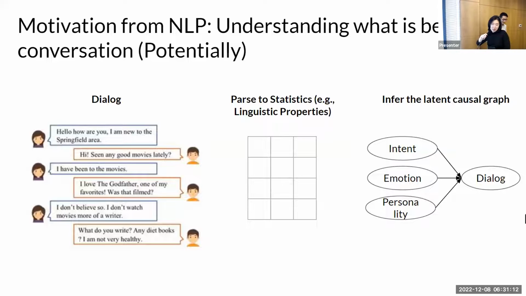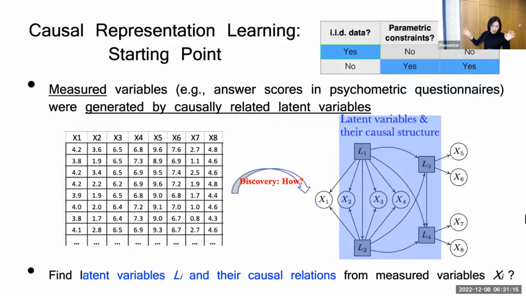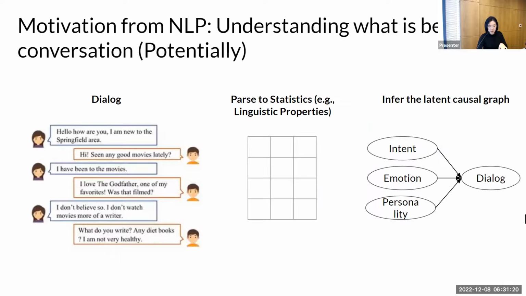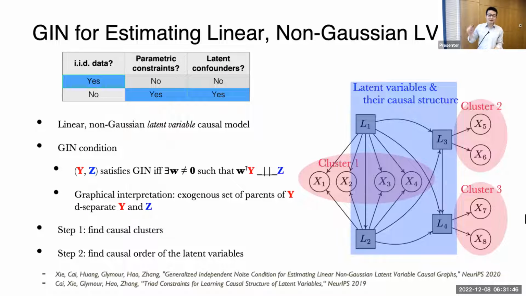Yeah, also another motivation from NLP, since we see a lot of tabular data, just directly connecting it to NLP is that when we want to analyze a dialogue between people, we can record all the statistics, maybe the speed people are speaking, linguistic properties of their dialogue, and so on. And then the motivation would be, can we discover intent, emotion, personality, and so on, this latent causal graph behind the dialogue?